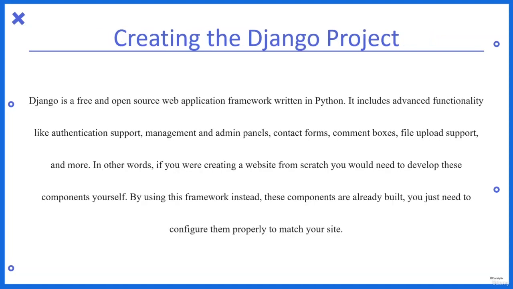Okay. Now creating the Django project. So Django is a free and open source web application framework written in Python. It includes advanced functionalities like authentication support, management and admin panels, contact forms, which is basically handling front-end data and sending that to the backend. We have file upload support and more. So in other words, if you were to create a website from scratch, you would need to develop these components by yourself. But by using this framework instead, these components are already built in, and what you have to do is just configure them or call the already built classes or functions to match your site.